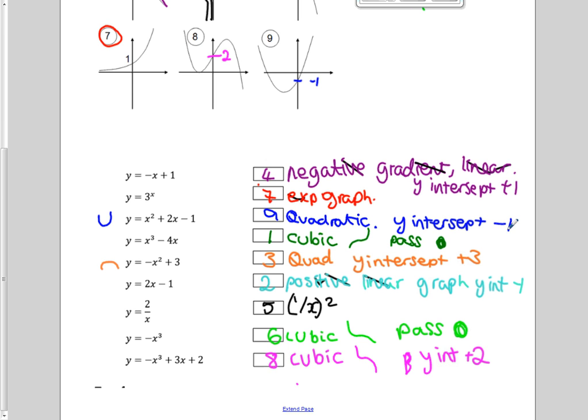Okay, so the main thing to notice here is how much the gradient changes the graph, whether it's negative or positive, and also that the constant terms on the end represent where the y-intercept is on the graphs.